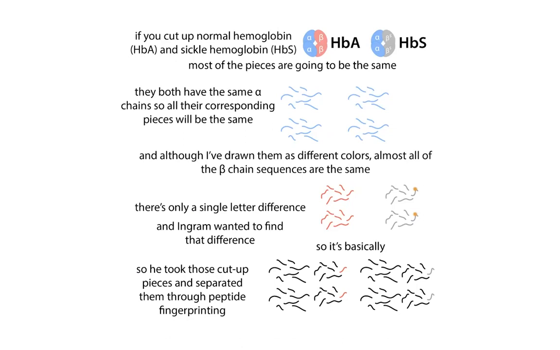So we had talked about separating the proteins at the big scale, like the whole protein. But you can also think about cutting up the protein and separating its pieces. If you do this, most of the pieces are going to be the same, because remember, we know now that there's only that one amino acid change, but they didn't know that then. So they had to figure that out, and Ingram was going to figure that out. So we cut up the protein, and then he wanted to find the difference between those pieces.